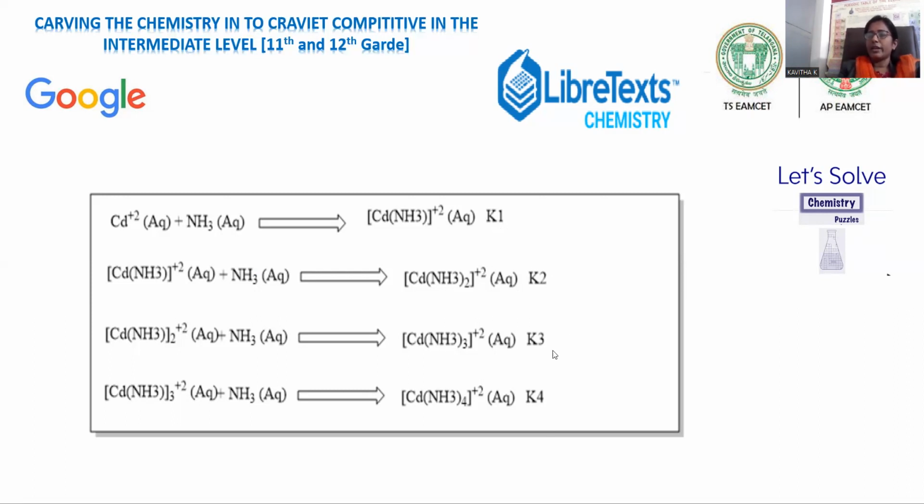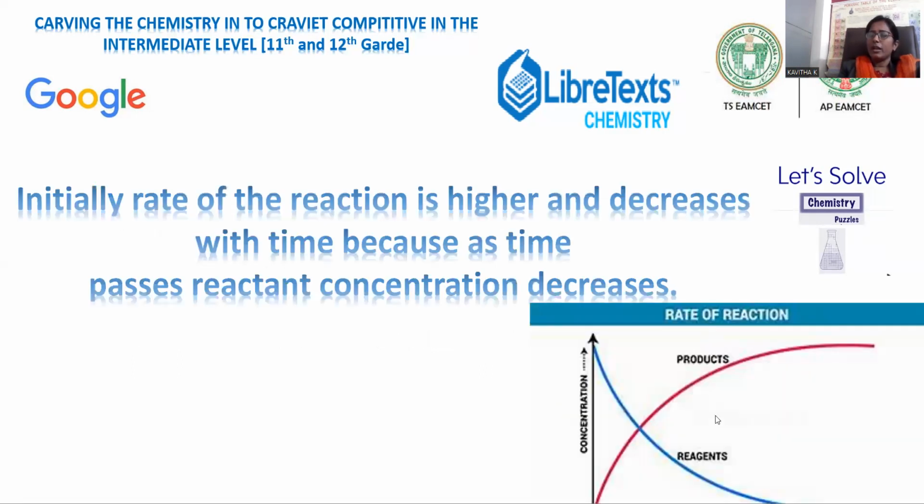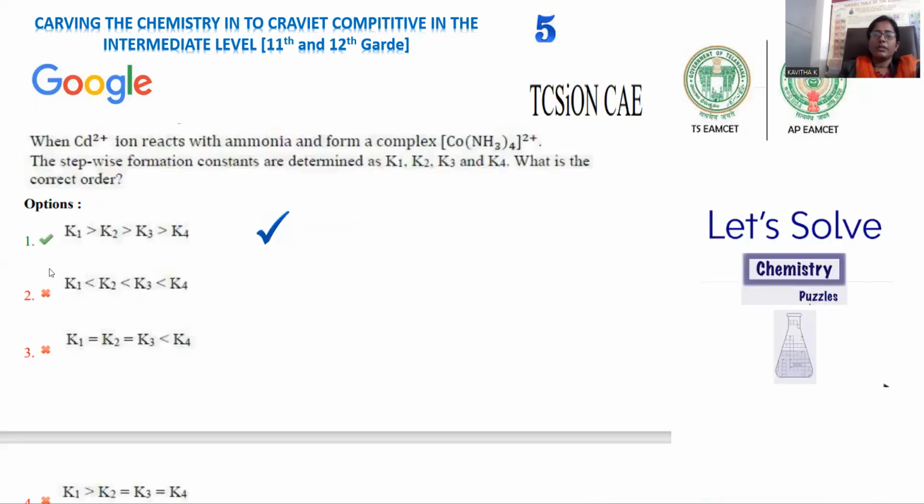K1 will be higher compared to K2, compared to K3, compared to K4. This is clearly explained by taking time versus concentration. Whatever the reactant taken, as time passes slowly, its concentration is decreasing, and subsequently product concentration is increasing. Because reactants are consumed, products are generated. That's the reason why reactant concentration gradually decreases, product concentration gradually increases, and this will be the right order. K1 is higher compared to K2, compared to K3, compared to K4. For question number 5, option number 1 will be the correct answer.